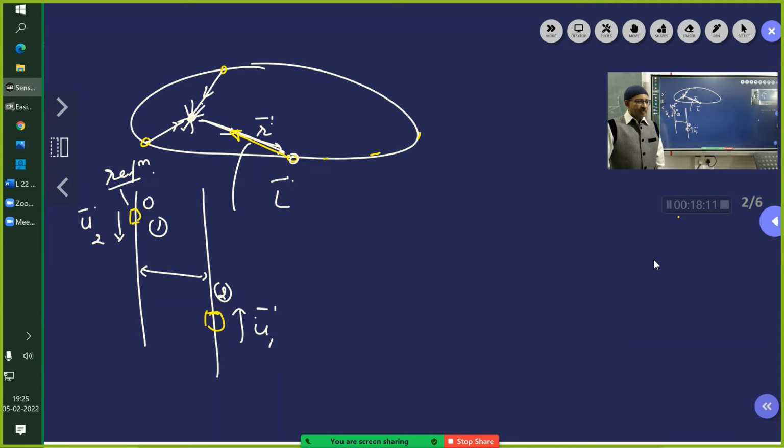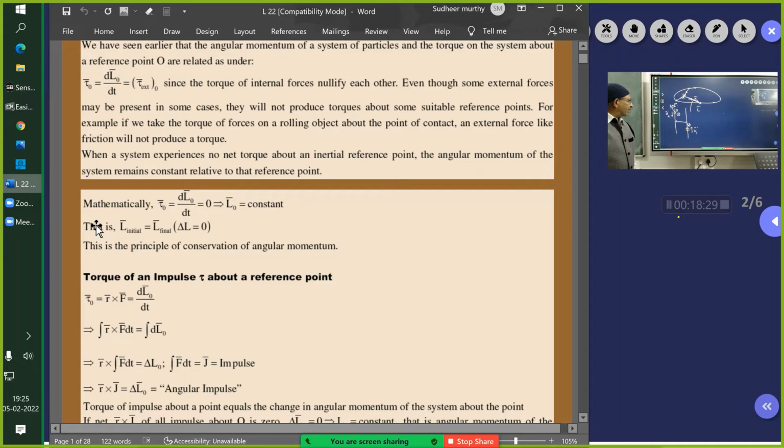If the net external force acting on a system of particles is 0, its linear momentum remains conserved. Excellent. So, if the net external force on a system of particles is 0, then the linear momentum of the system is conserved. Very good. Well said.